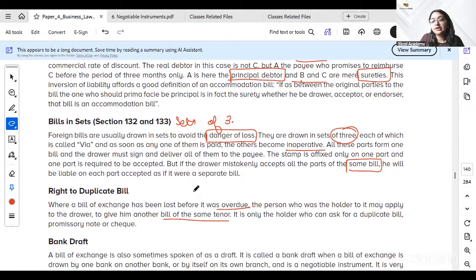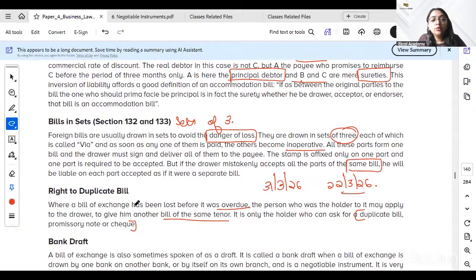That is, let's say, for example, your bill was due on 31st of March 2026, but you have lost it on 22nd of March 2026. So it is well before it is due. What happens in that case? The holder can request the drawer to issue another bill of the same tenor. It is only the holder who can ask for a duplicate bill, promissory note, or check.